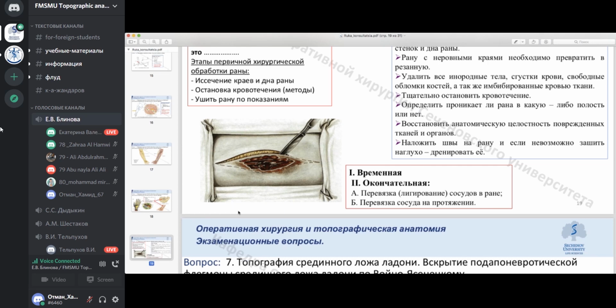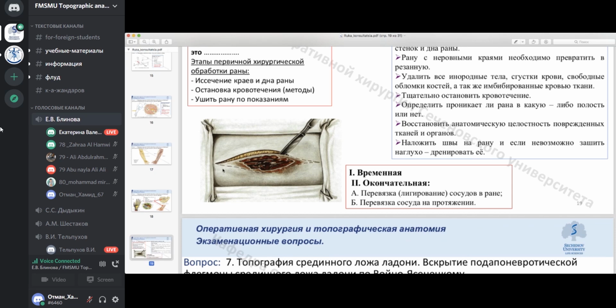First stage, you should remove the artificial things from the wound. The second stage is to disinfect this wound with different antiseptic solutions. The third stage is anesthesia. As usual, the surgeon uses local anesthesia, local infiltration anesthesia.